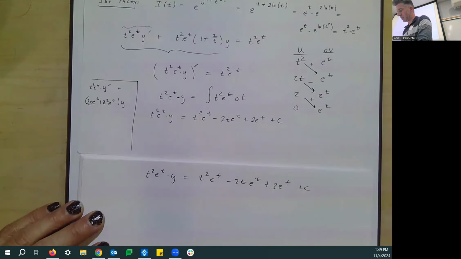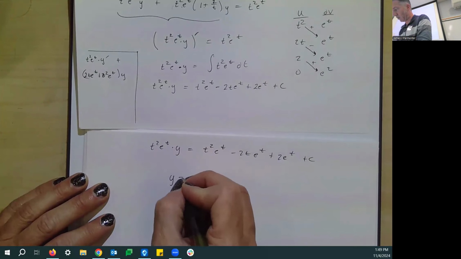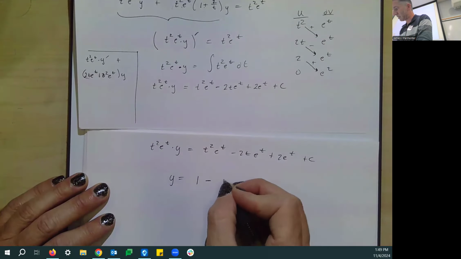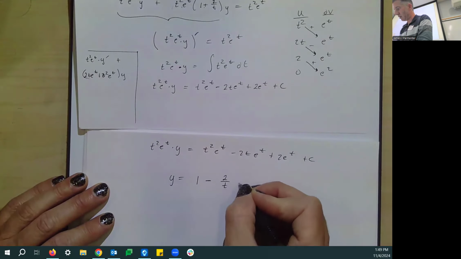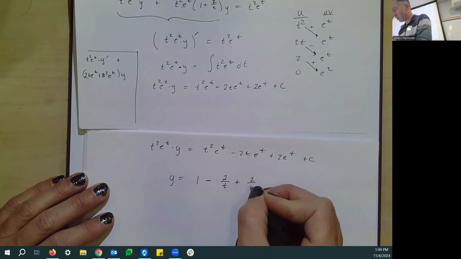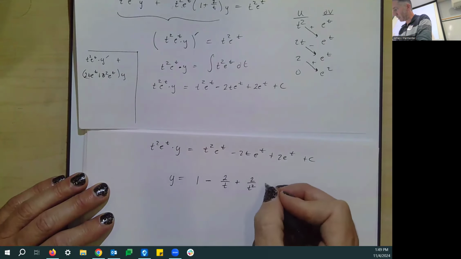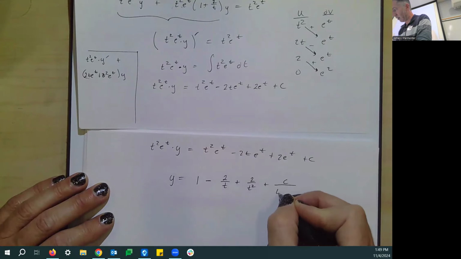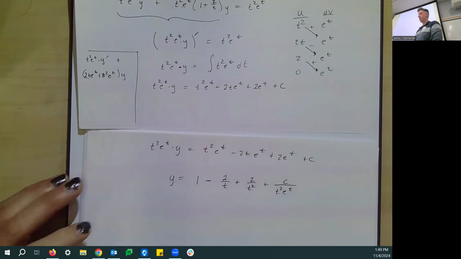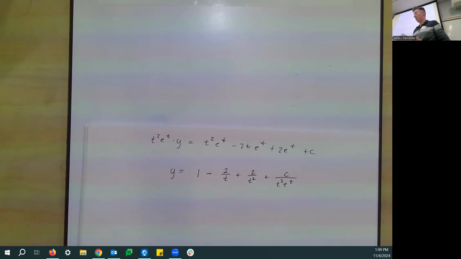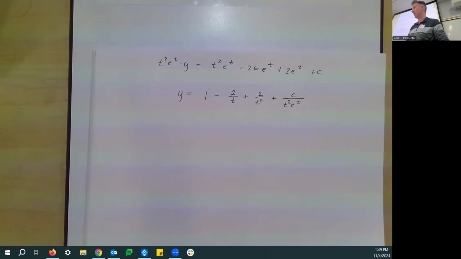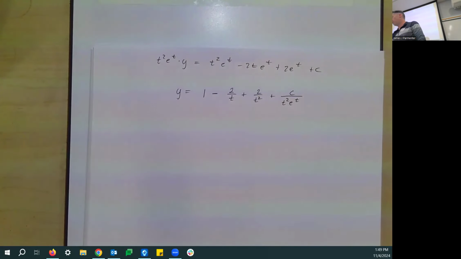So dividing both sides by t squared e to the t, I'm going to get y equal to 1 minus 2 over t plus 2 over t squared plus c over t squared e to the t. It's really, really vital that the constant term there gets divided by whatever the integrating factor is. Otherwise, the answer is really wrong.